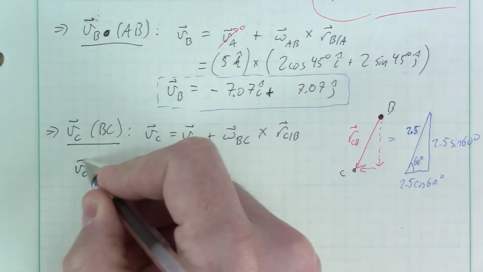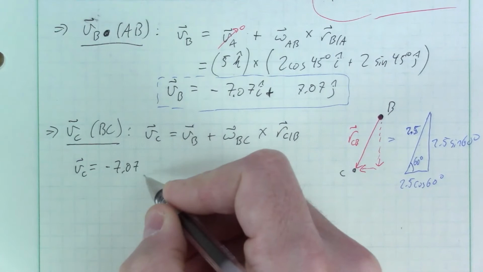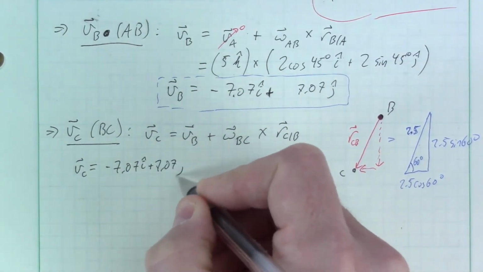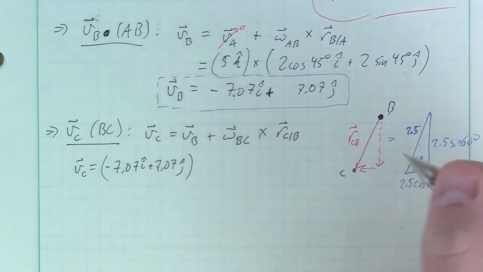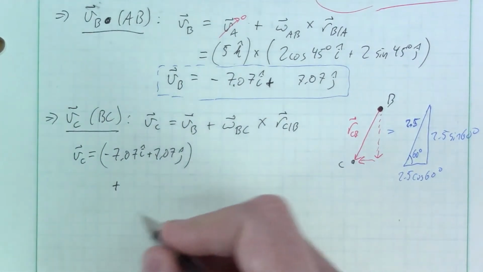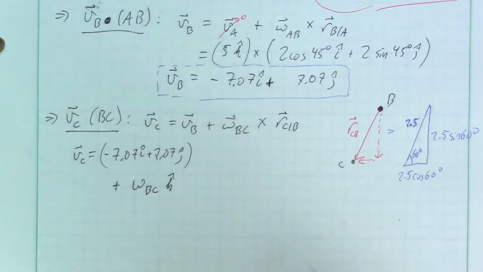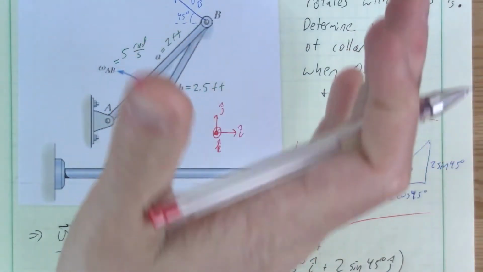We have VC equaling the velocity of B relative to ground. This is the absolute velocity, 7.07 J hat, plus, am I going to be able to fit this in here? I don't think so, so I'm going to just do the plus down below it. The unknown omega BC K hat, that we don't know. We need to add that, so we're going to assume it's in the positive K direction. That is this way.